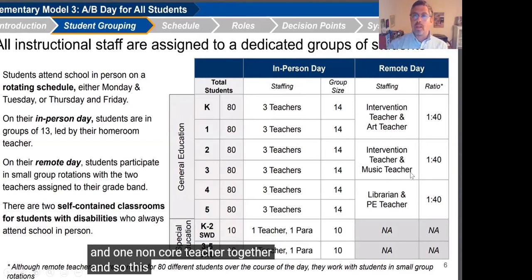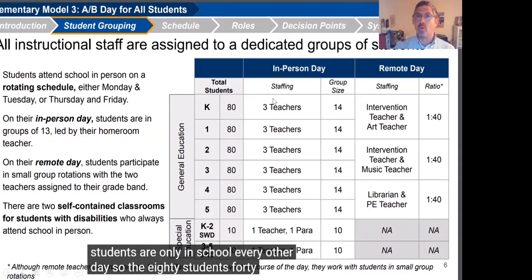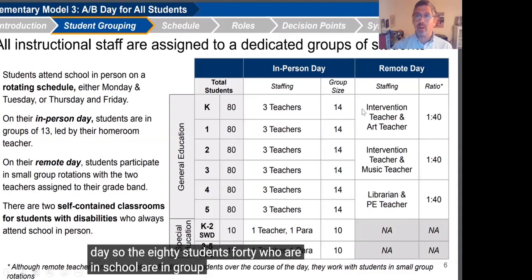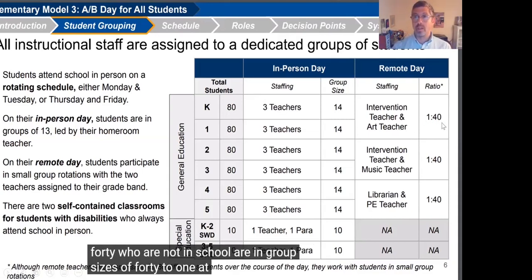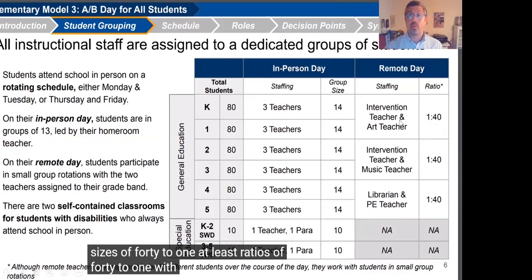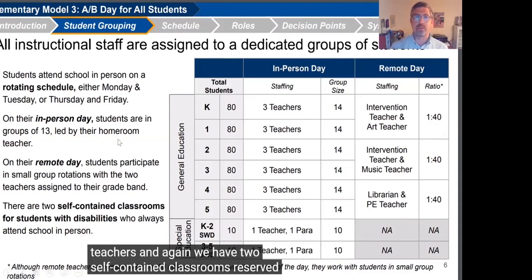And so this is what the group sizes look like for the time that teachers are with their students on any given day. Remember, students are only in school every other day. So the 80 students, 40 who are in school are in group sizes of 13 or 14 with their teachers, and the 40 who are not in school are in group sizes of 40 to 1, at least ratios of 40 to 1 with their pair of other teachers. And again, we have 2 self-contained classrooms reserved.